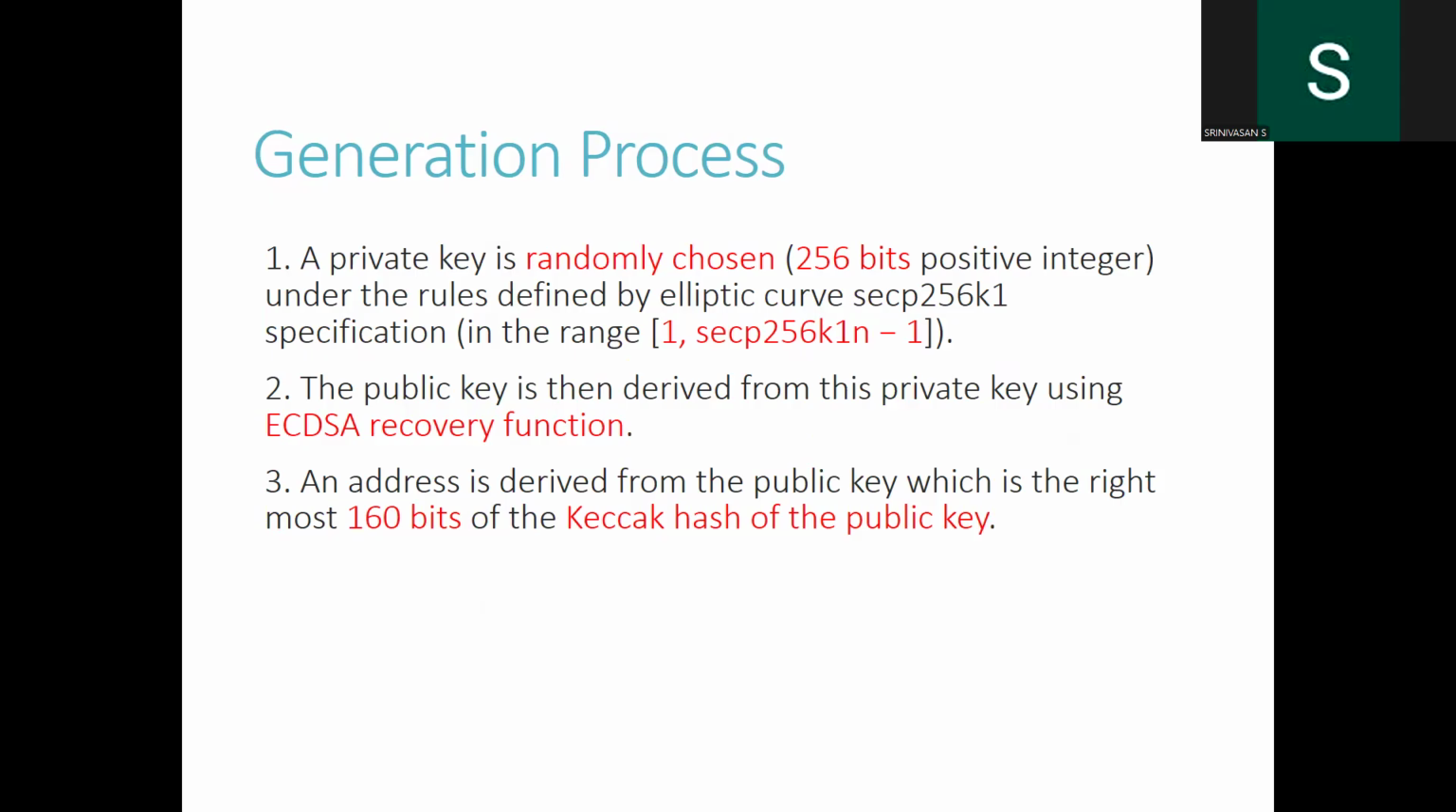Let us see how we can generate our accounts. The private key is randomly chosen under the rules defined by the elliptic curve secp256k1 specification. The public key is then derived from the private key using the ECDSA recovery function, and the address is derived from the public key, which is the rightmost 160 bits of the hash of the public key.